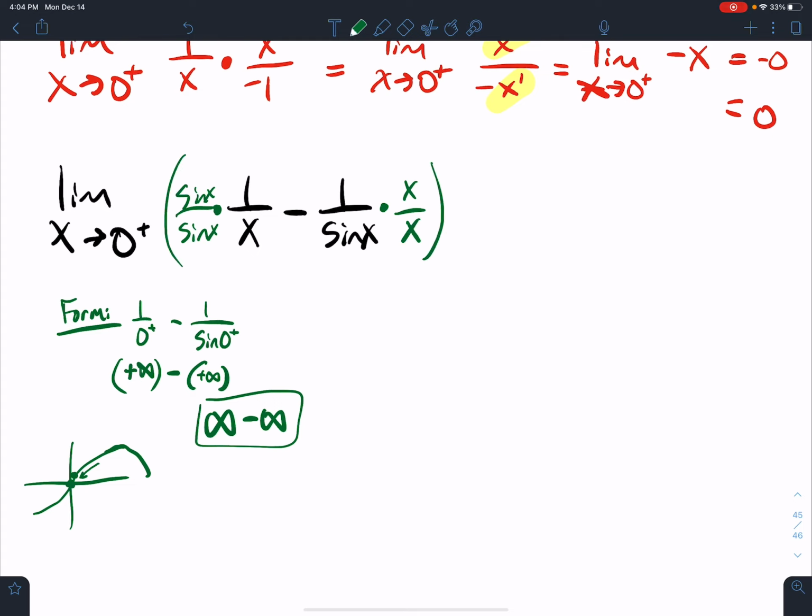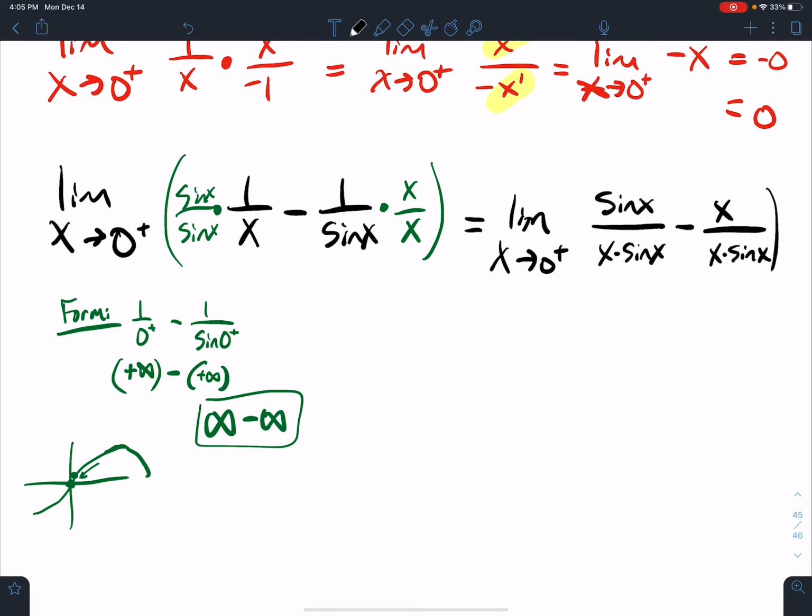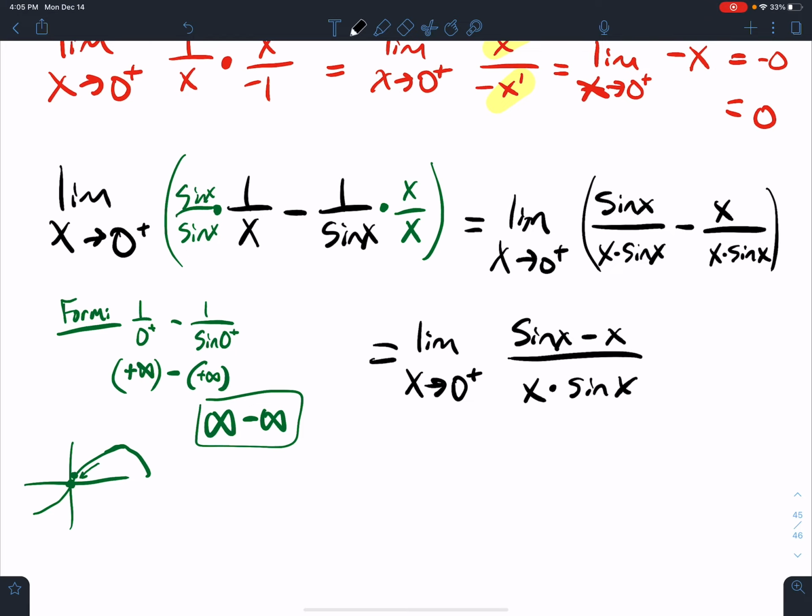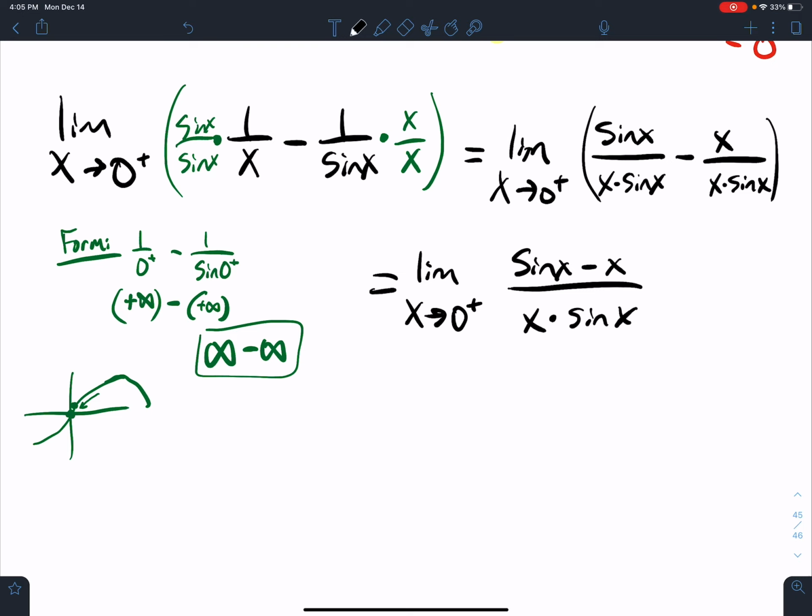So whenever I do that, what do I get? The limit as x goes to 0 from the right of sine x over x times sine x, that's my common denominator, minus x over x times sine x. Now that I have a common denominator, I can combine the two. And so I have sine x minus x divided by x times sine x. The least common denominator is sine x times x.